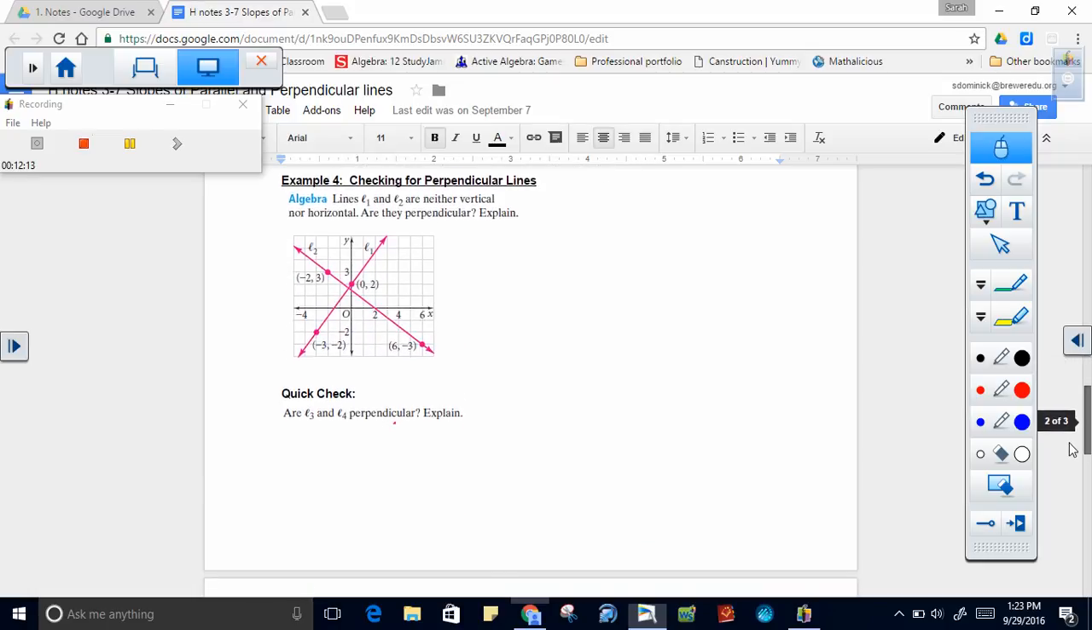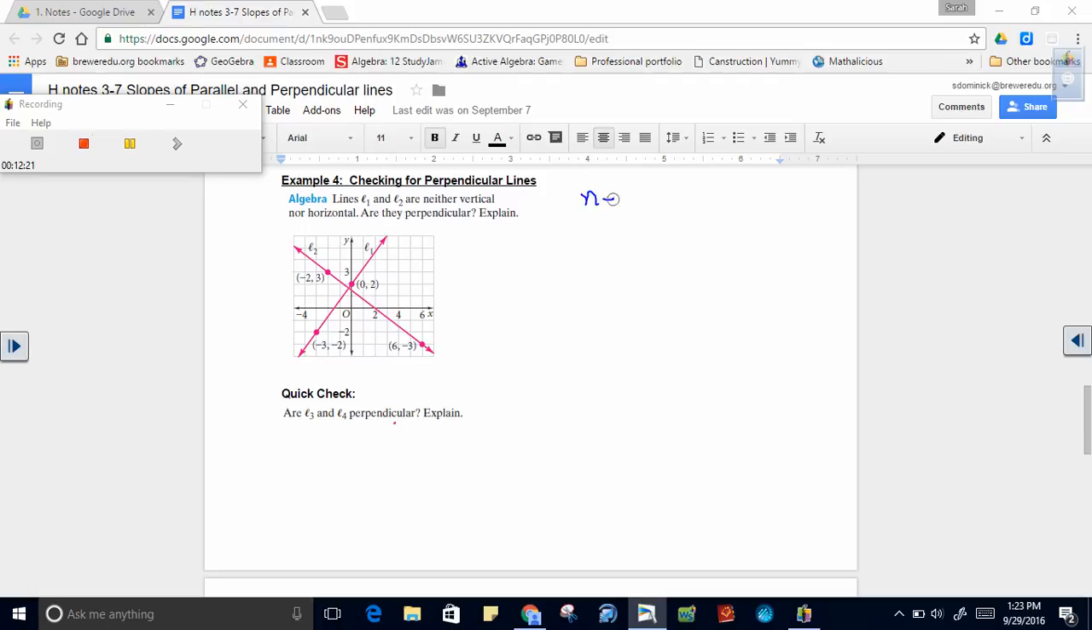Alright, example 4. Checking for perpendicular lines. Perpendicular lines get a little bit more complicated. Remember, perpendicular lines are negative reciprocals. I need to make two changes. I need to take the opposite sign, and I need to flip the numerator and denominator.